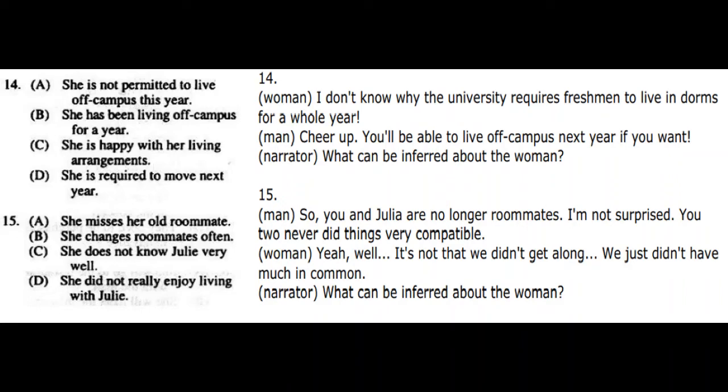Number 15. So, you and Julie are no longer roommates. I'm not surprised. You two never did seem very compatible. Yeah, well, it's not that we didn't get along. We just didn't have much in common. What can be inferred about the woman?